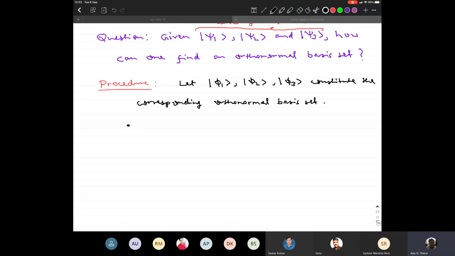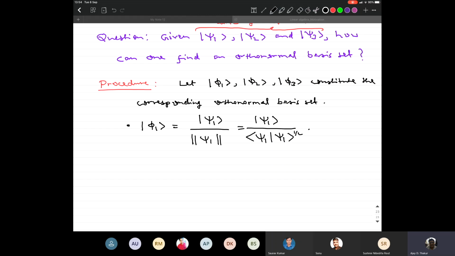So step one is we designate phi1 as psi1 divided by the norm of psi1, which is psi1 divided by the dot product of psi1 with psi1, taking the positive square root of that. This is how you would immediately write down the first member of the orthonormal basis set.